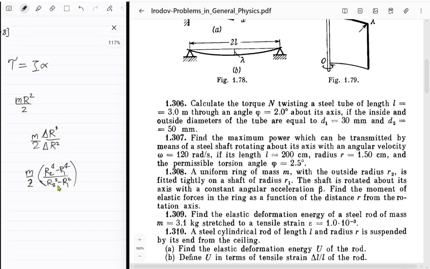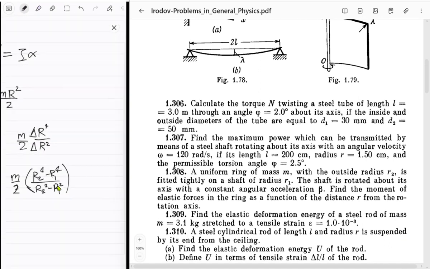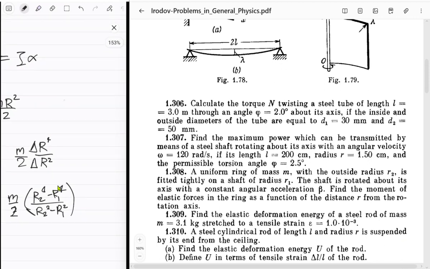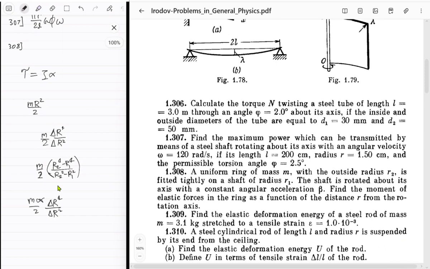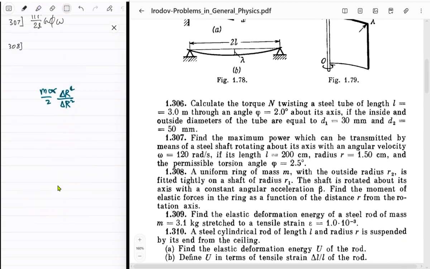So it's m alpha upon 2, delta r power 4 upon delta r squared. That's our answer. Next question. And hey, they gave us values. No, they didn't actually give us values. But whatever.